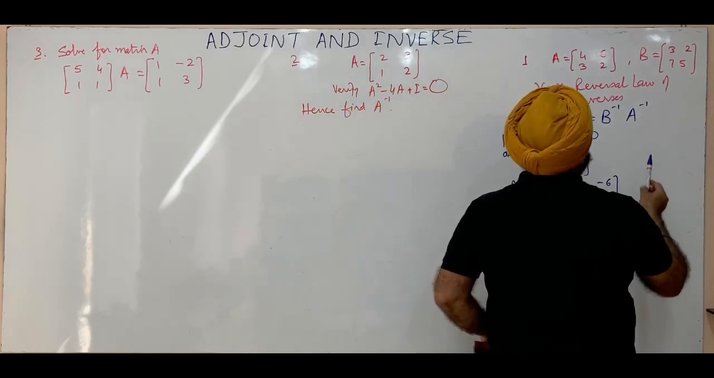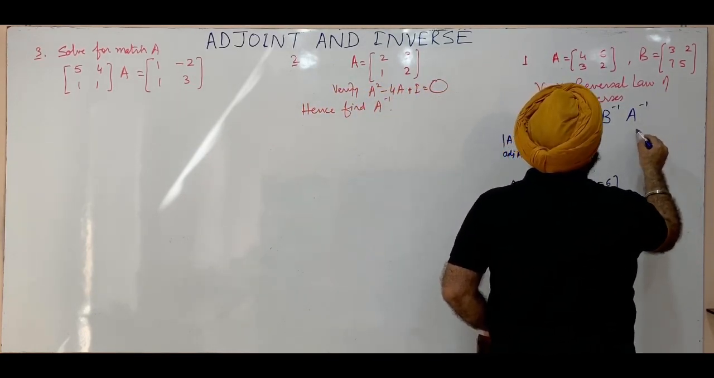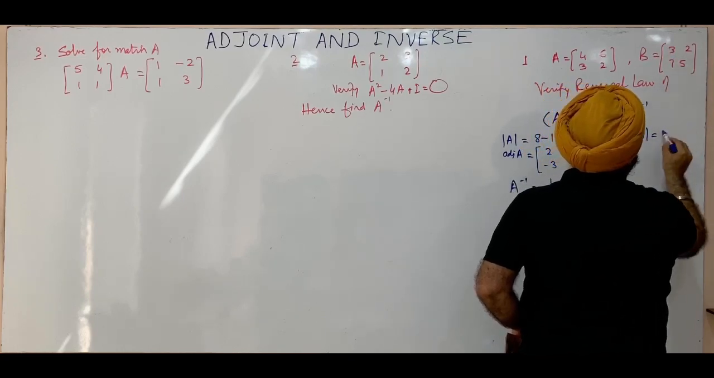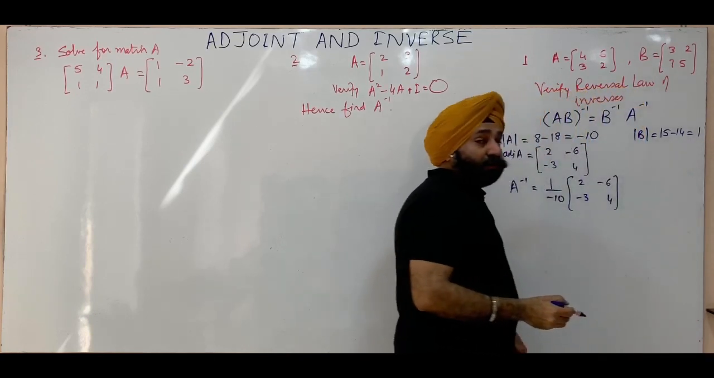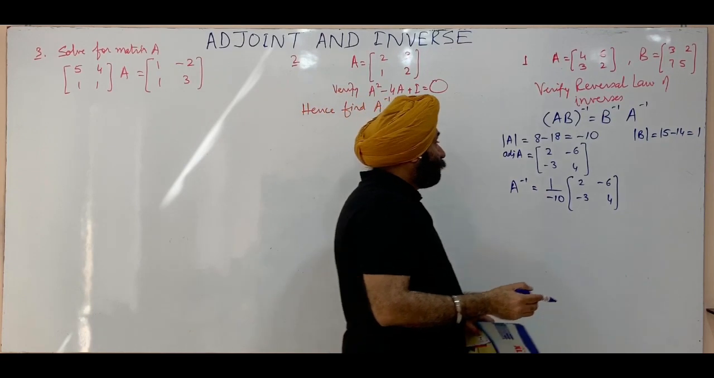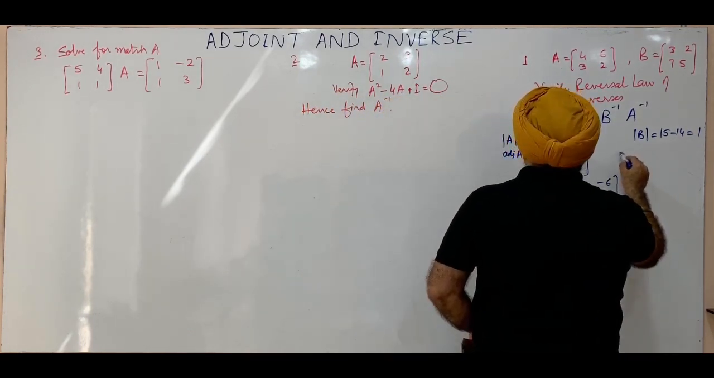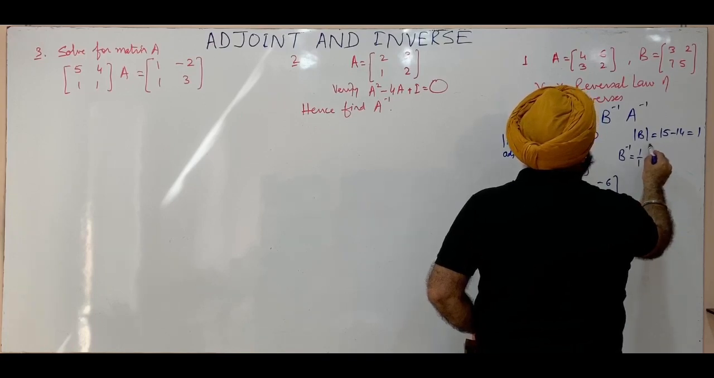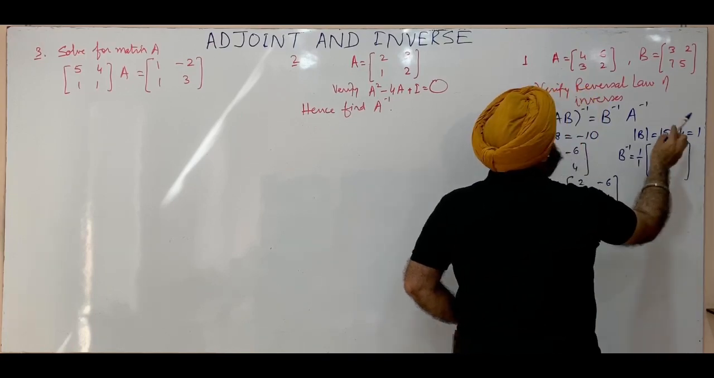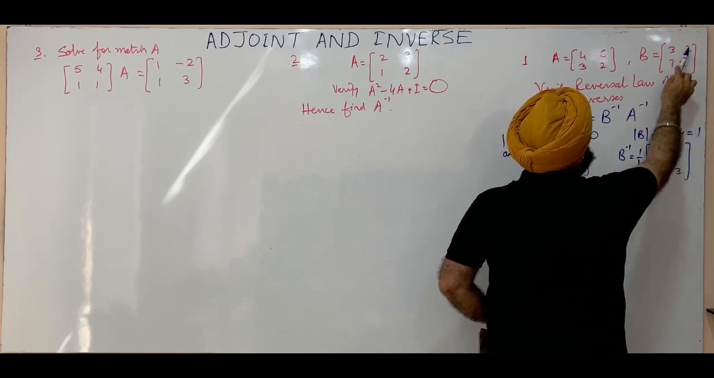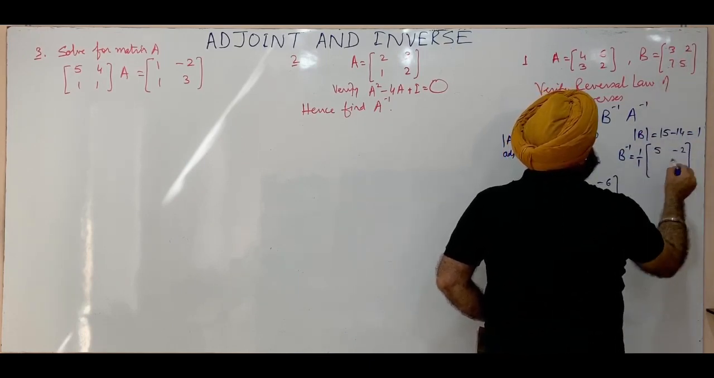Let's find out now determinant of B. Determinant of B, this is 15 minus 14 and this is 1. Not equal to 0, therefore B is also a non-singular matrix. Let's write inverse of B. This will be 1 upon determinant into adjoint of B. Interchange diagonal elements. Change sign of non-diagonal elements.